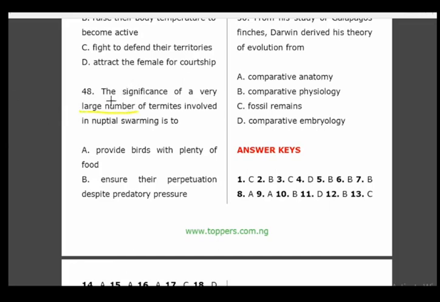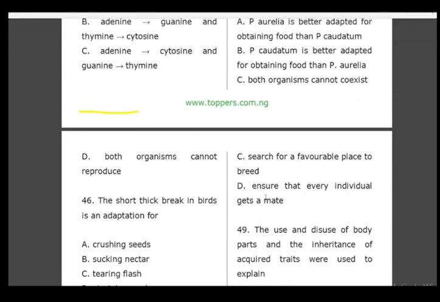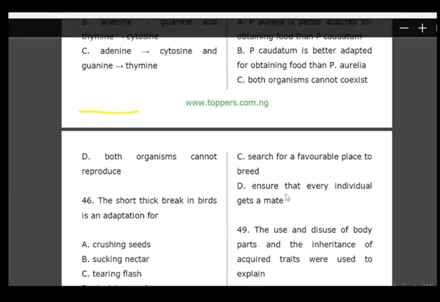So understanding that now tells us that option A provides birds with plenty of food. B, ensures their perpetuation despite predatory pressure. Option C says search for a favorable place to breed, and option D says ensure that every individual gets a mate. Those are the options that we have in that particular question.